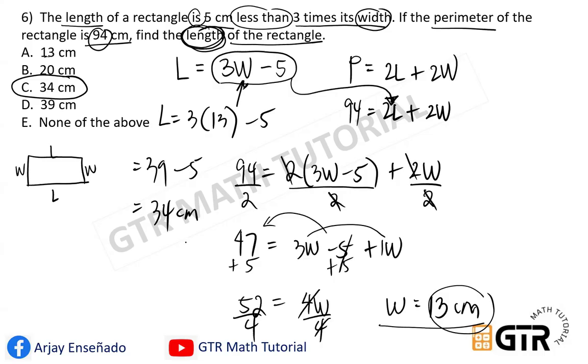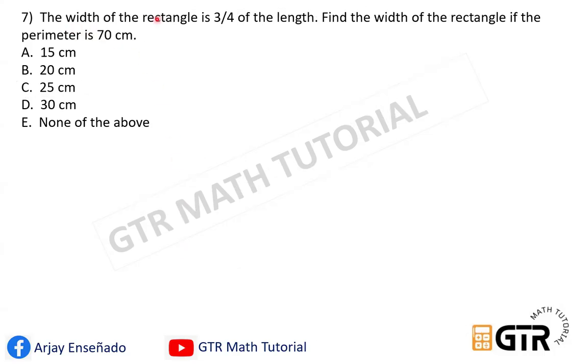Okay, so next, number 7. The width of the rectangle is 3/4 of the length. Find the width of the rectangle if the perimeter is 70 centimeters. So let's form an equation for this. The width, so we have W. The width of the rectangle is, means equal sign, 3/4 of the length. Of means multiplication, so 3/4 times L, or simply 3L divided by 4. So this will be equation number 1.